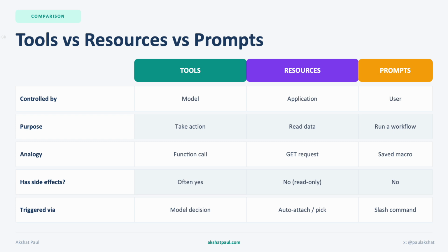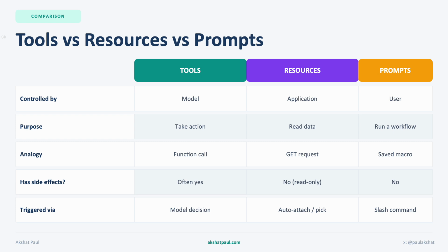Analogy. If you're a developer, think of tools as function calls, resources as GET requests, and prompts as saved macros or templates. Has side effects. Tools often do because they're taking real action in the world, like creating a GitHub issue or sending a message. Resources and prompts are read only by design. They don't change anything, they just supply data or structure.